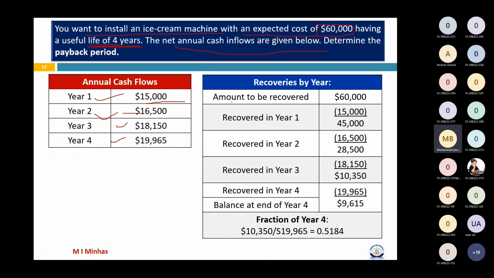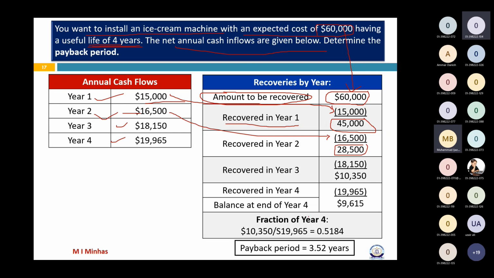Another way of drawing that table is amount to be recovered. What is my initial investment? This is the amount that I had to recover: 60,000. Out of this, in the first year I recovered 15,000, right? And this is still to be recovered. In the next year, I recovered 16,500 out of it, and now I'm left with 28,500, and so on, correct?